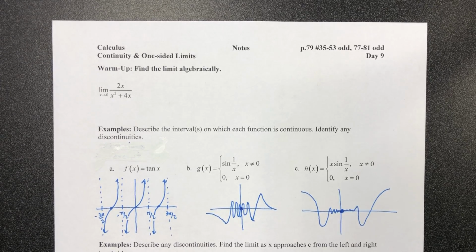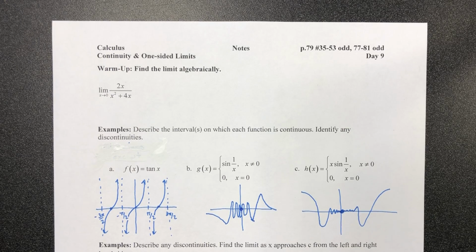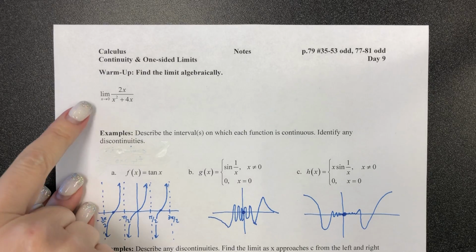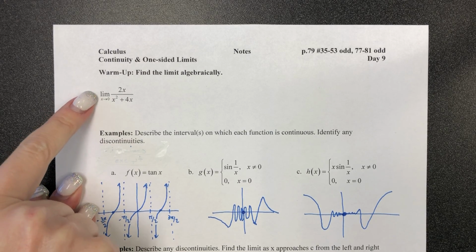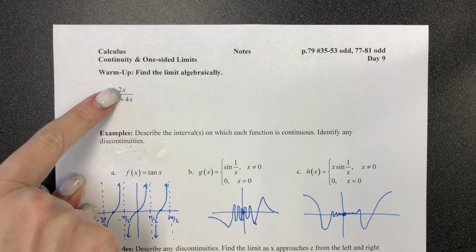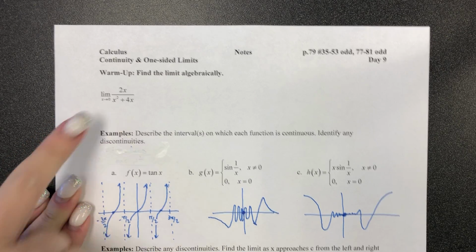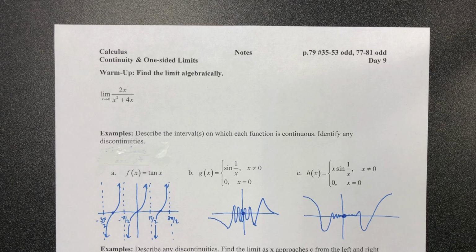Today we're going to be doing a little bit more with continuous one-sided limits, looking at some really funky looking ones, okay? So the first thing I want you to do is try this warm-up problem that's right up here at the top. It says limit as x approaches 0 of 2x divided by x squared plus 4x.